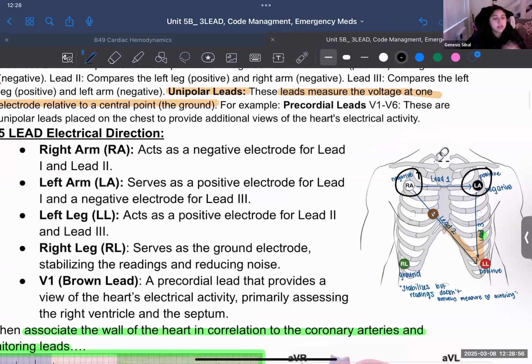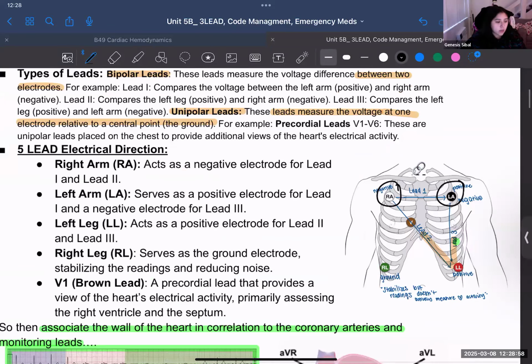So let's get back into it, because I feel like it'll make more sense when I keep talking about it. Lead one compares the voltage between the left arm, which is positive, and the right arm, which is negative. Those are two electrodes, and they're comparing the voltage between them. Now you have lead one. When we're talking about lead two, it compares the left leg, which is positive, and the right arm, which is negative. So obviously a positive and a negative. Now you have another lead, that's lead two.